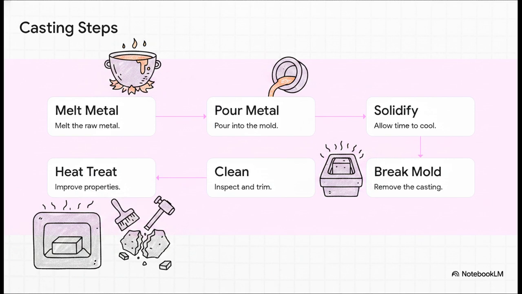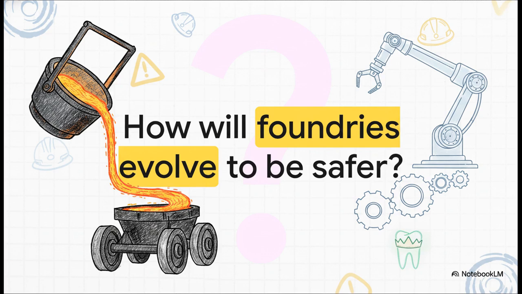Step 4, and this is for the expendable molds we talked about, you break the mold apart to retrieve your casting. Step 5, you clean and inspect the part, which includes separating it from that extra gating system we just saw. And finally, Step 6. Depending on what the part is for, it might need a final heat treatment to really lock in its metallurgical properties. So it's melt, pour, wait, break, clean, and treat. The whole shebang.